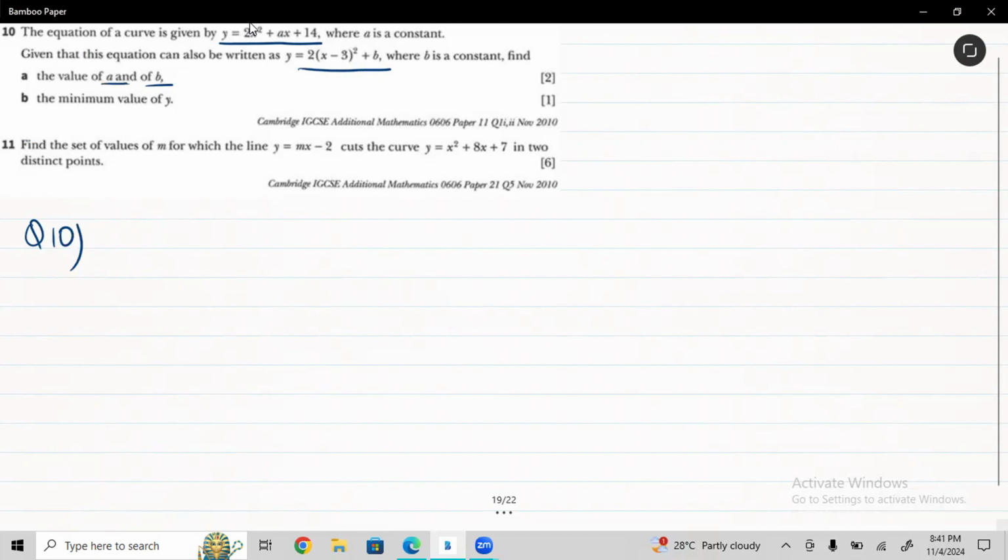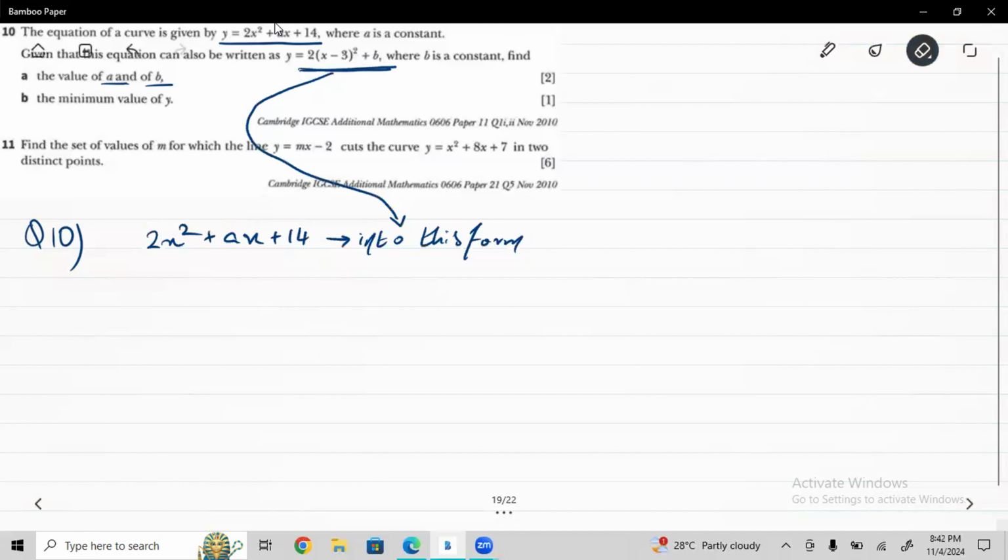First of all, we know there are two constants here, so it's going to be solved through a substitution method. However, how can we do that substitution? We compare these two values. For example, let me explain. We turn this 2x squared plus ax plus 14 into this form, which is actually this one. So either we convert the first equation into the form of the second equation, or you can convert the second equation into the form of the first equation and then compare these two equations.